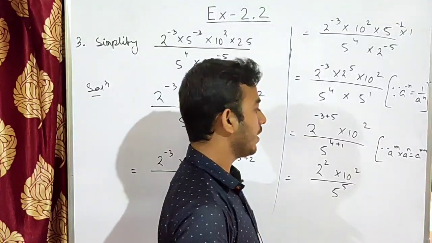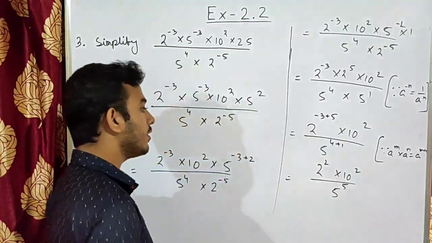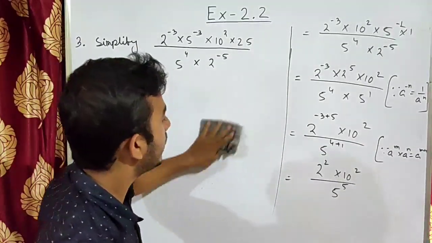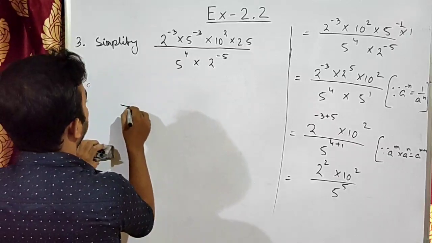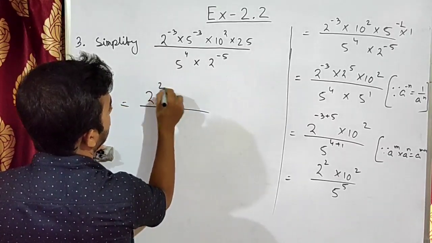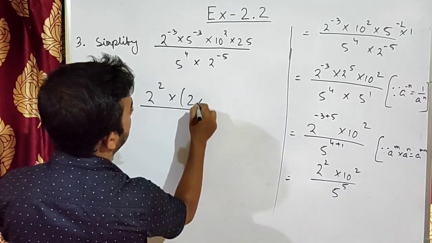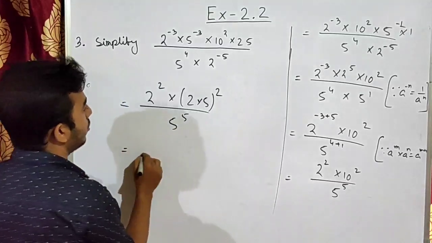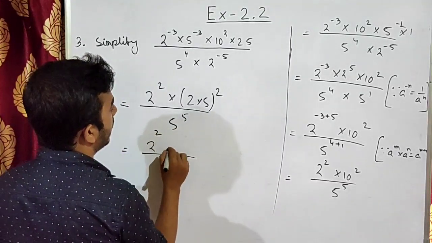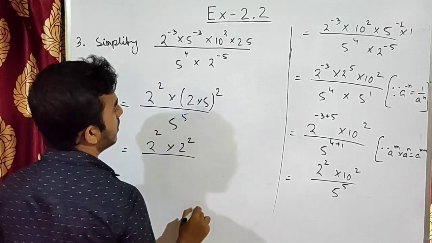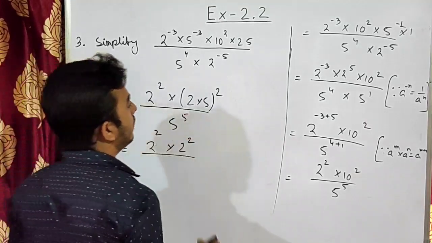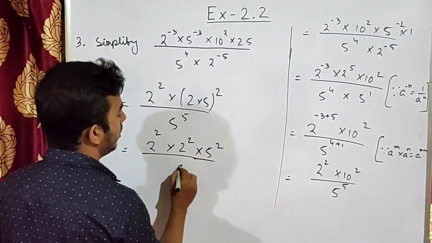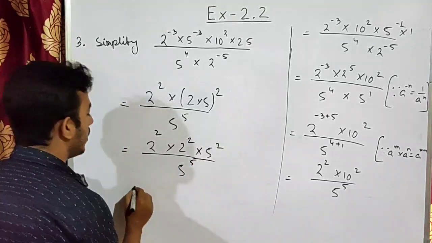Okay, so up to this clear? Now look, can we write 10 as 2 into 5? Yes. We can write 10 as 2 into 5, isn't it? So the next expression will be 2 to the power 2 into 10 as 2 into 5 whole square, isn't it? Now in the denominator 5 square. So it will be 2 square into 2 square, isn't it? Now 5 square into 5 square. It will be what? And in the denominator it will be 5. Clear? Okay.